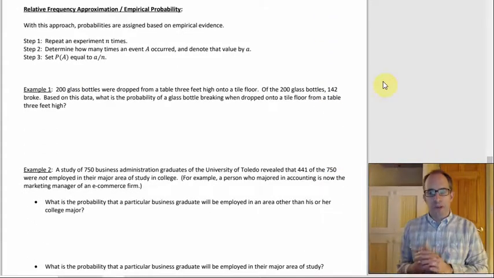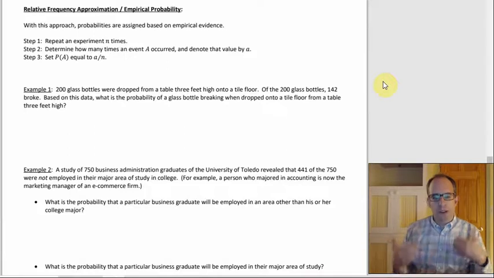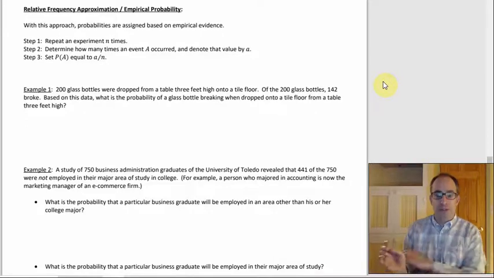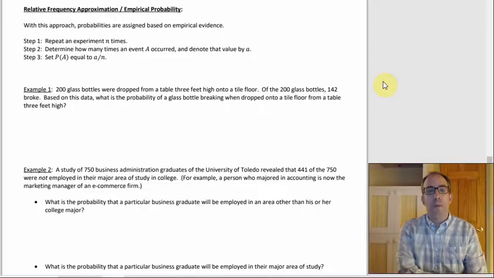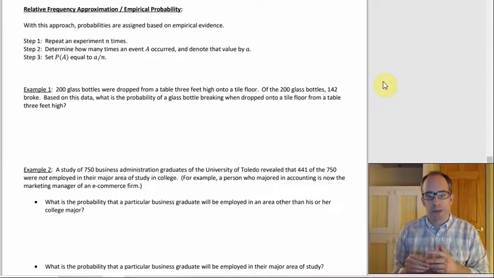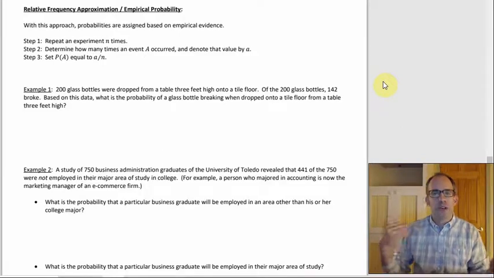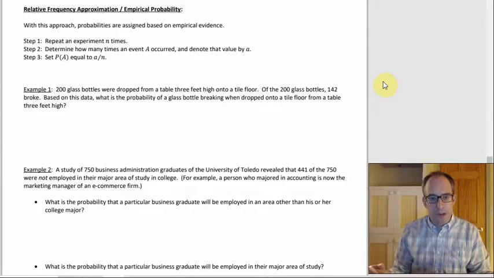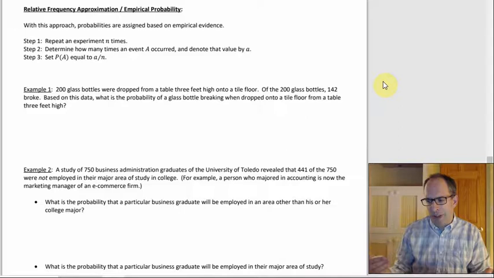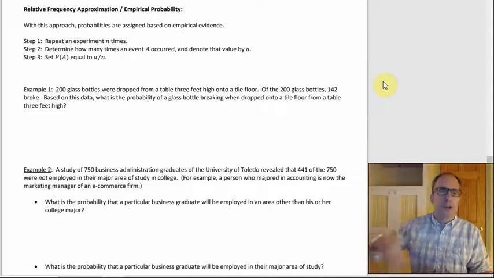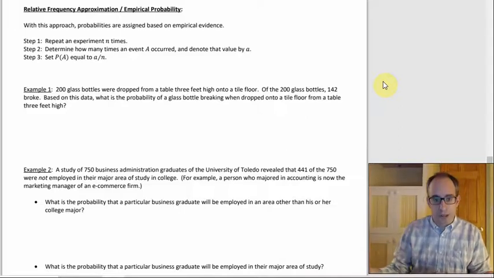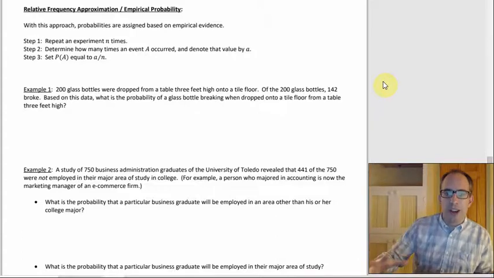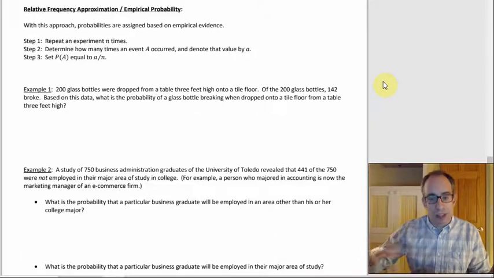Empirical probability. The idea there is that it's based on collected evidence, right? This is also called a relative frequency approximation, but these are the same thing. Those are 2 names for the same idea, which is that whatever experiment you're interested in, if you're trying to figure out how likely it is for a certain outcome to occur, you just repeat the experiment over and over and over again. And then whatever outcome or event you're interested in, you see how many times that happens.